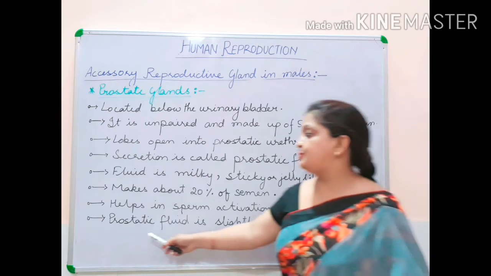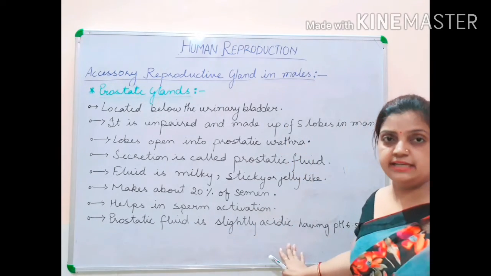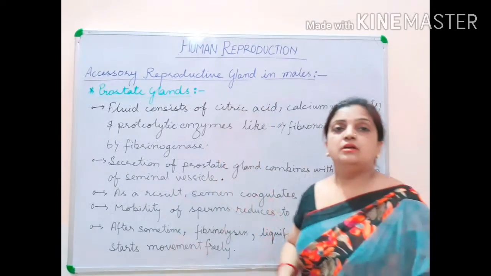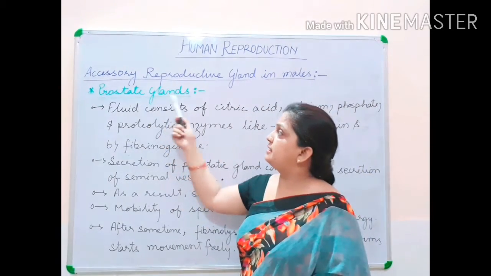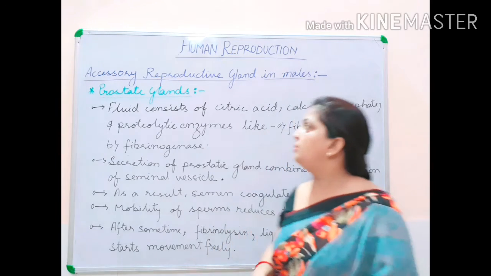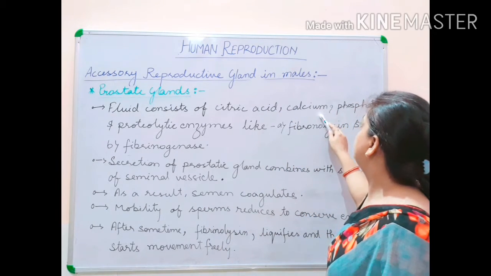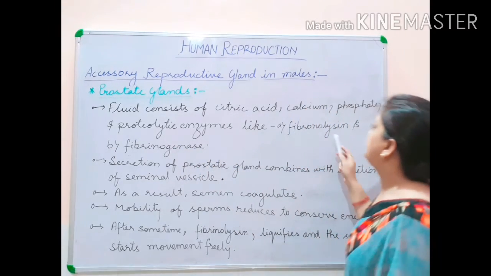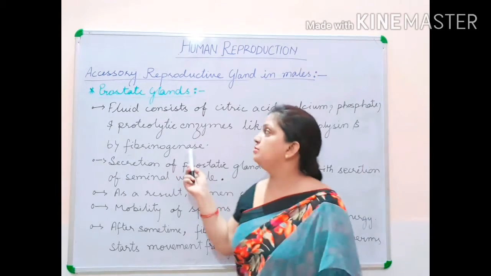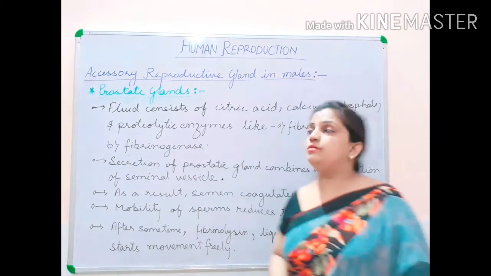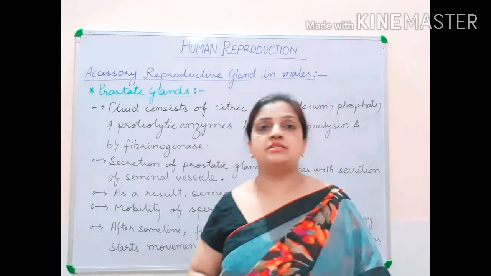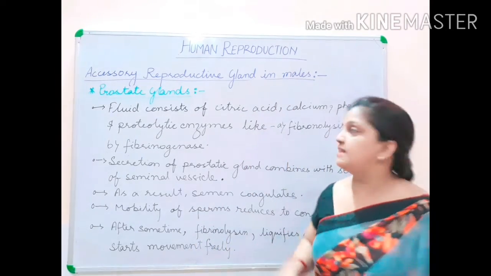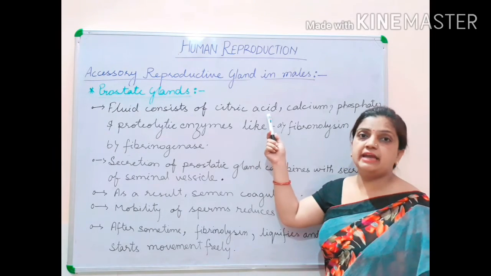Now children, this prostatic fluid is slightly acidic in nature, having a pH of 6.5. The prostatic fluid is made up of citric acid, calcium, phosphate, and proteolytic enzymes like fibrinolysin and fibrinogenase. I told you that the pH value of the prostatic fluid is 6.5. It is slightly acidic because of the presence of citric acid.